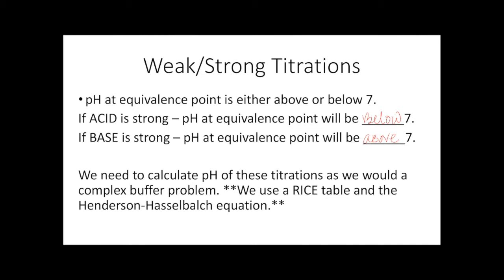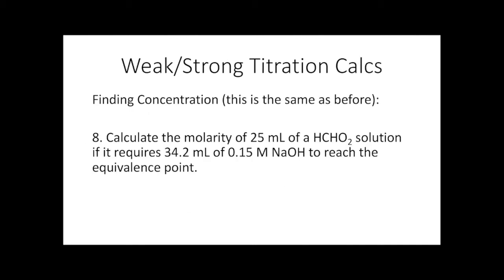We would do this the same way we do a complex buffer problem, which I didn't make you do because I'm so nice. So we're just going to do it here. These are a bunch of RICE tables along with a Henderson-Hasselbalch, but we also still need to do our dilutions, so we can't forget those. This part is the same as before. We still use our MAVA equals MBVB equation. So we can easily find the molarity at the equivalence point.